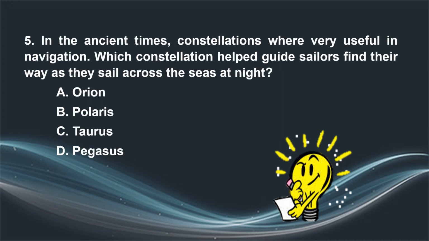And number 5. In ancient times, constellations were very useful in navigation. Which constellation helped guide sailors find their way as they sail across the seas at night? A. Orion. B. Polaris. C. Taurus. D. Pegasus.